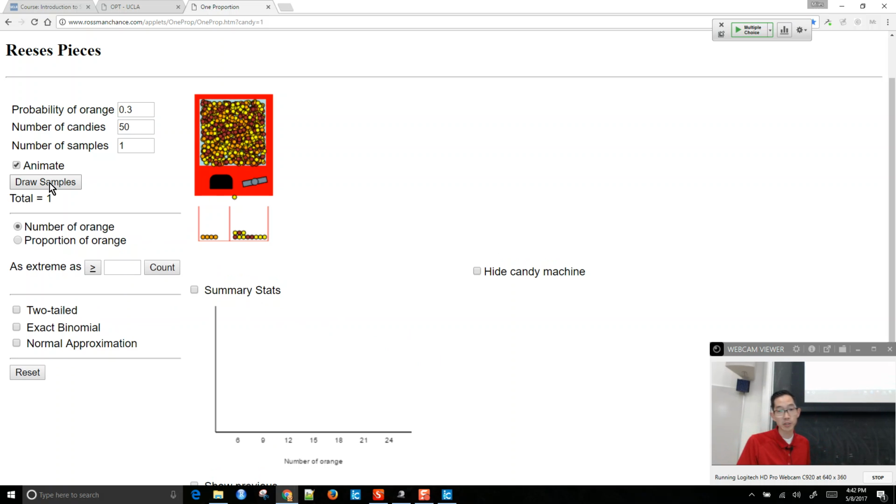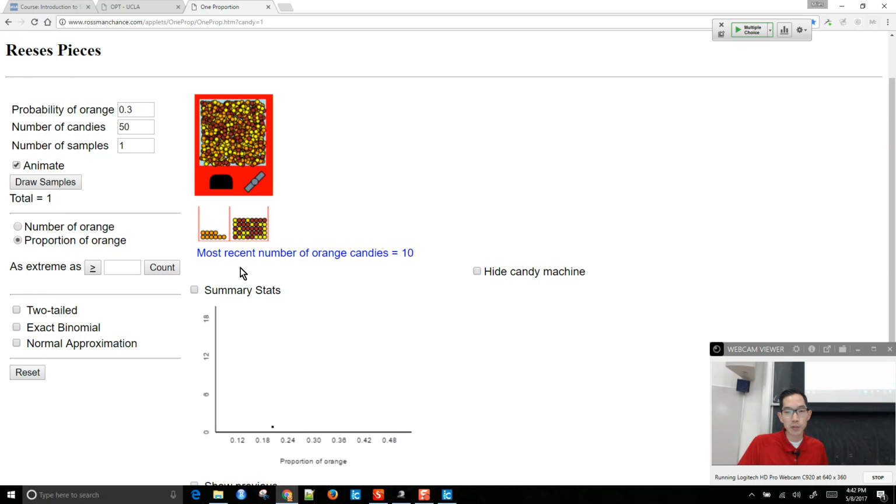And what it's doing is it's taking the orange pieces and putting them over here, and putting the yellow and brown ones over here. In this case, we counted 10 out of 50. So we have 20% orange, and we're going to put a little dot here at 0.2. We're going to keep track of all of the values we observe by building up a dot plot.